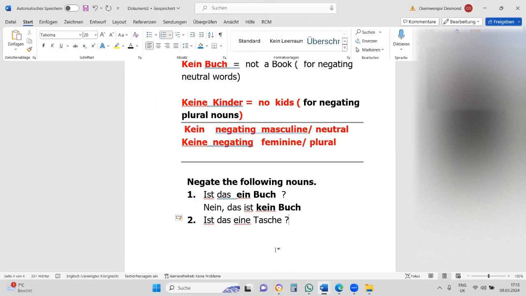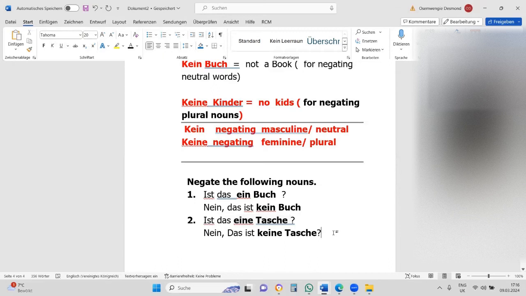Nein. Das ist keine Tasche. Super, very good, sehr gut. Nein, das ist keine Tasche. Because why? Tasche, of course, is feminine, so I use keine for it. It's very simple. You can even do it directly by just putting the K in front of the eine. Keine. See how easy that is.